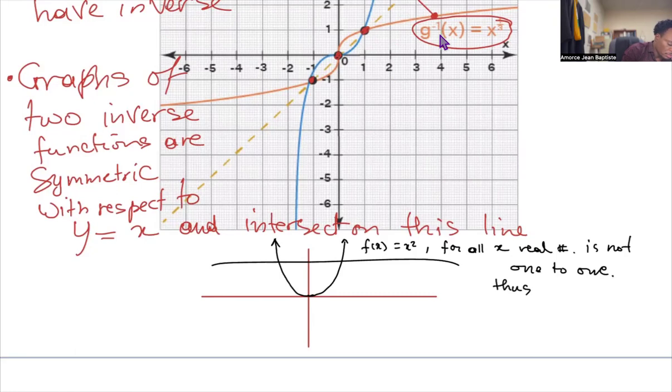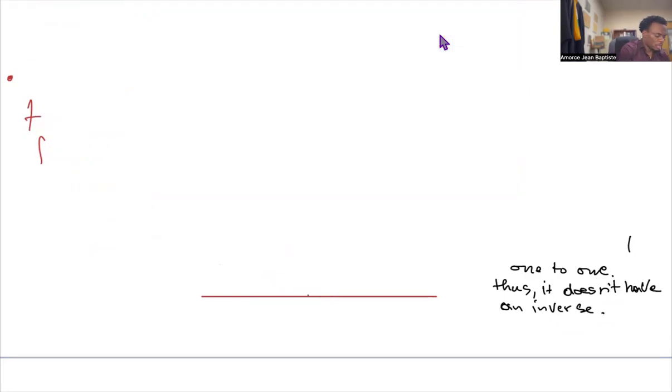Thus, it doesn't have an inverse. For it to have an inverse, we can remove one side. It will be one-to-one.